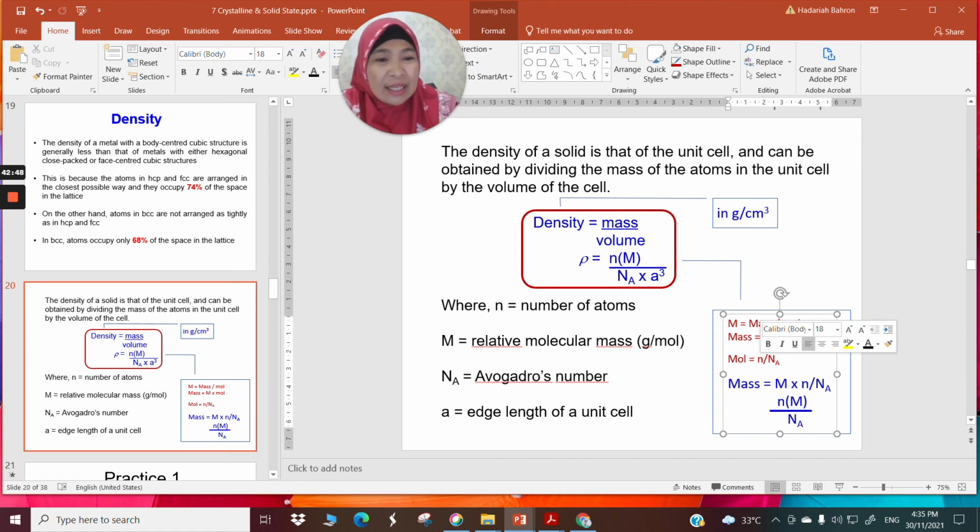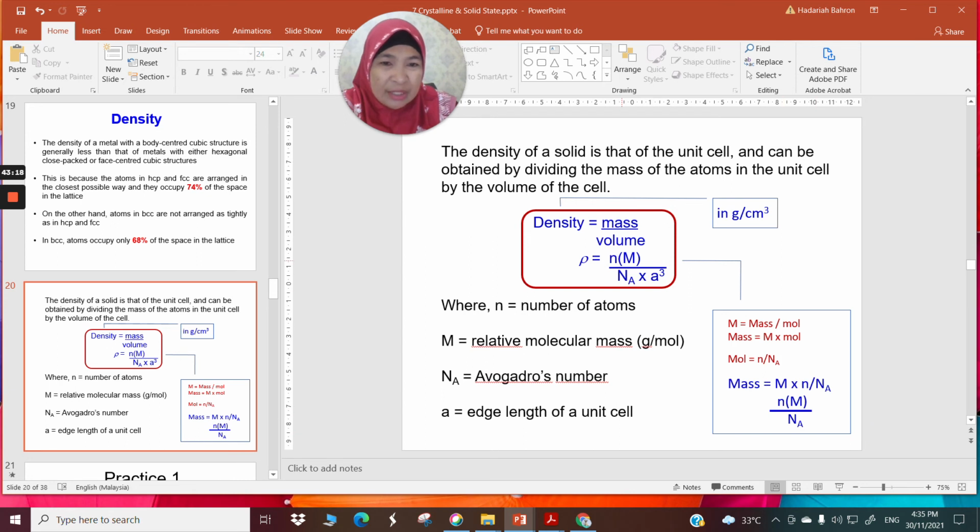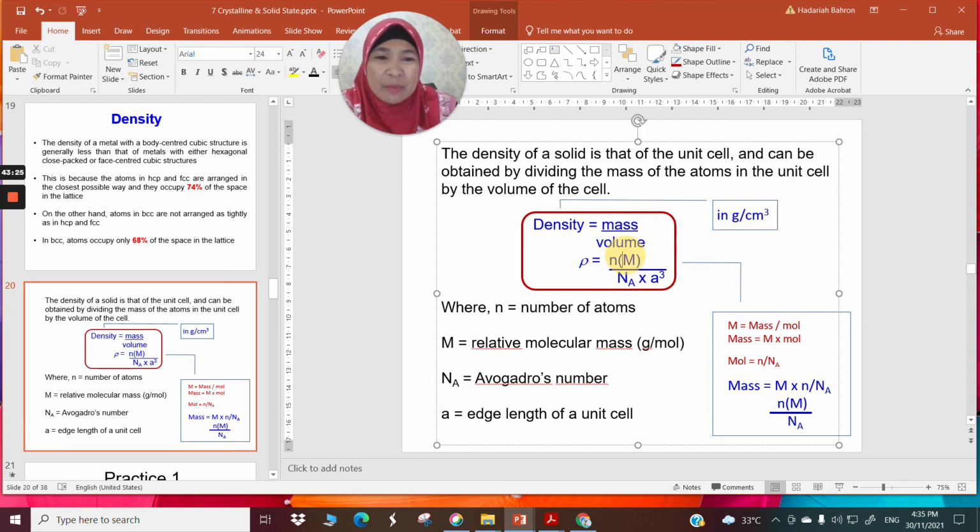This is all very basic. So mass is equal to the molar mass times the number of atoms divided by Avogadro's number. So you can rearrange to have mass equal to N times M, where N is the number of particles or number of atoms, and M is the molar mass, divided by Avogadro's number, and you put it in here. Mass is the number of atoms times molar mass divided by Avogadro's number, and volume is simply A cubed. A times A times A is A cubed, so divided by that volume.